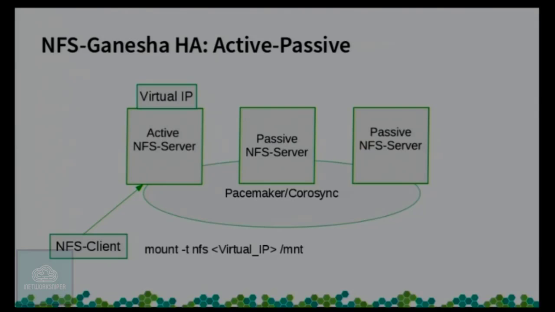The Linux HA provides a virtual IP. So you provide a virtual IP for the cluster of NFS Ganesha nodes that you have. And the NFS client mounts using this virtual IP. In case the active node goes down, then the virtual IP also migrates. And for the client, it does not matter. It's still connected to NFS Ganesha, but it does not know that the Ganesha node has been migrated.